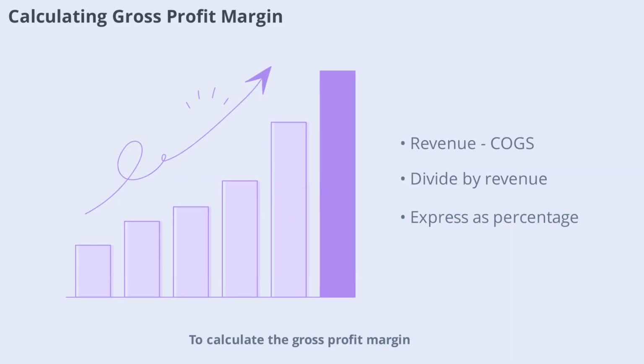To calculate the gross profit margin, subtract the cost of goods sold from total revenue, then divide that number by total revenue. Multiply the result by 100 to get a percentage. For example, if a company has $1 million in revenue and $600,000 in COGS, the gross profit is $400,000. Divide $400,000 by $1 million, and you get 0.4 or 40%. This means the company retains 40 cents of every dollar in sales after covering production costs.